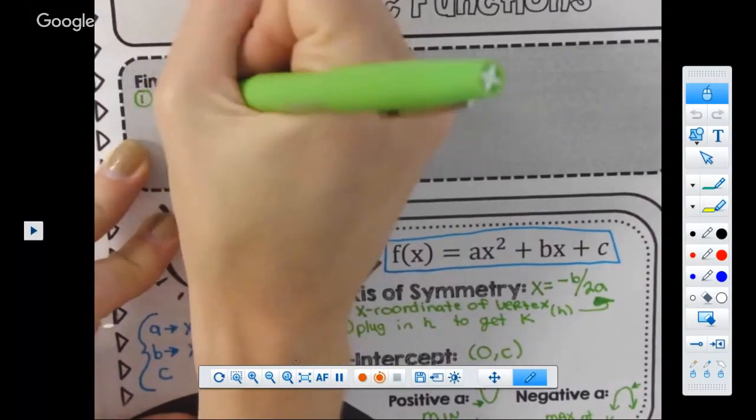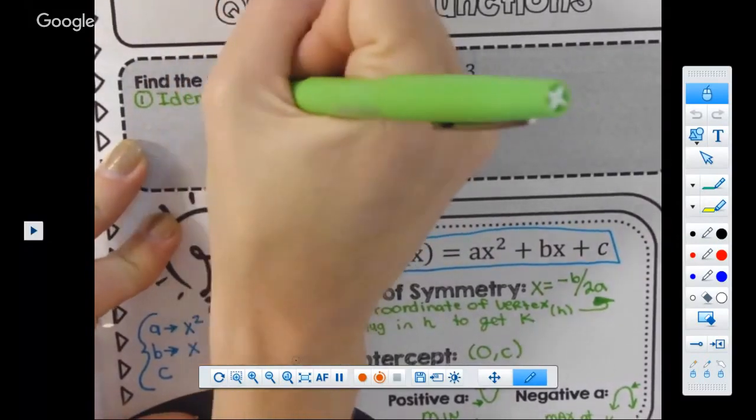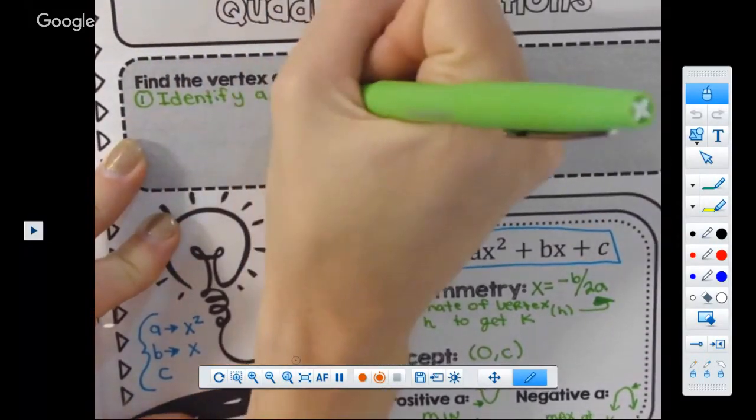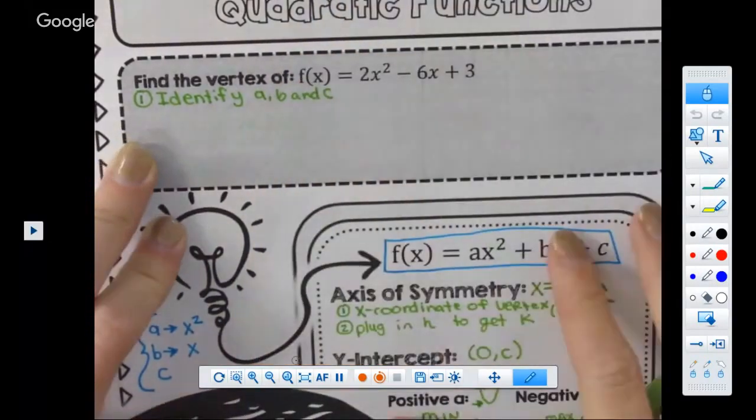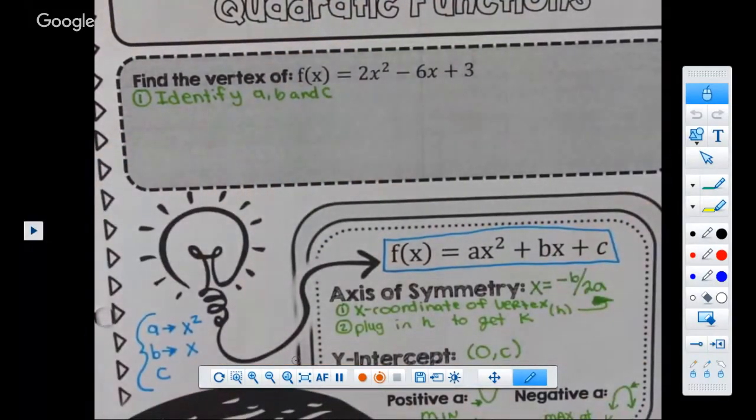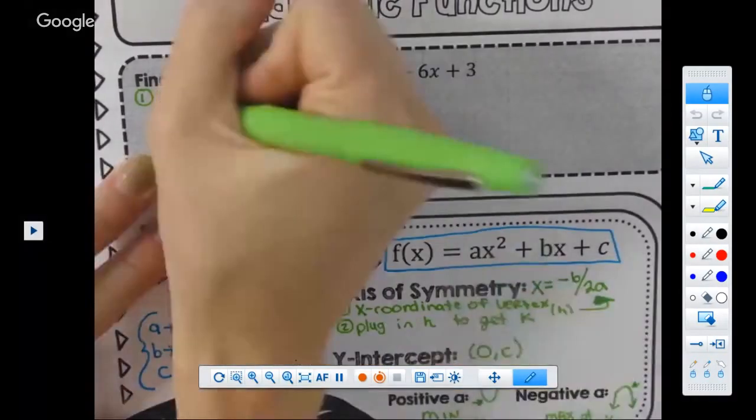So this is what I want you to do. I want you to identify a, b, and c. Evan, I want you to wait to finish that, because this is a whole other section and you're going to miss it. So I'll tell you where it's at. Identify a, b, and c.